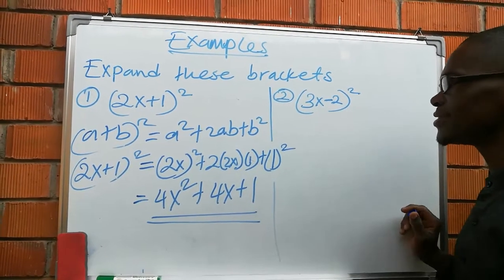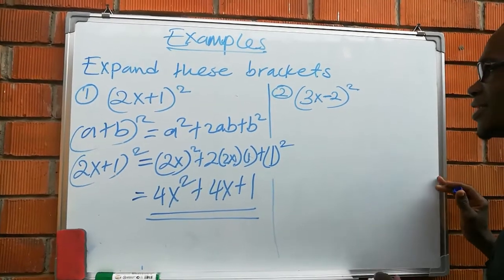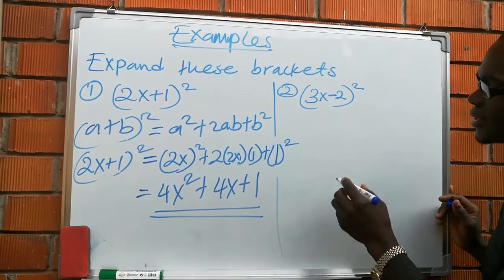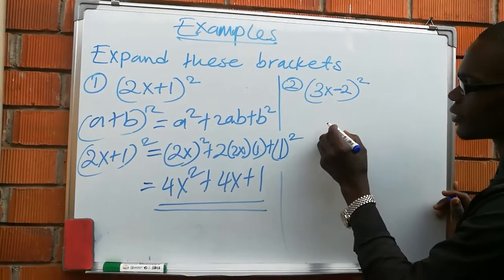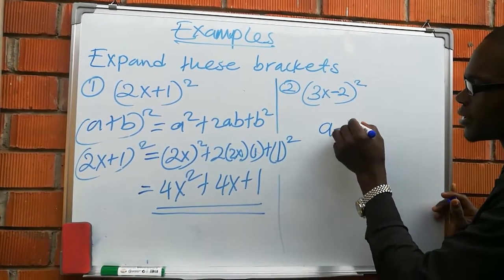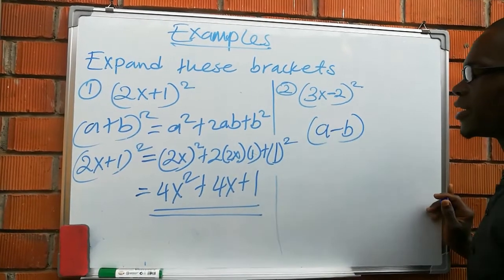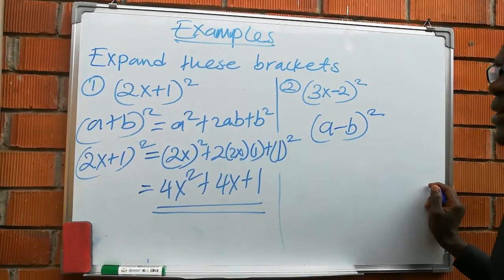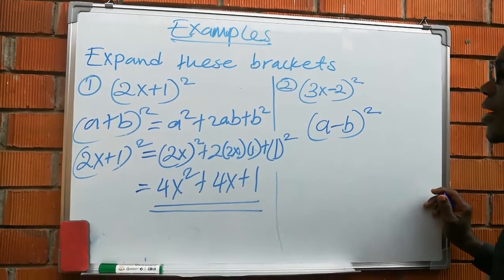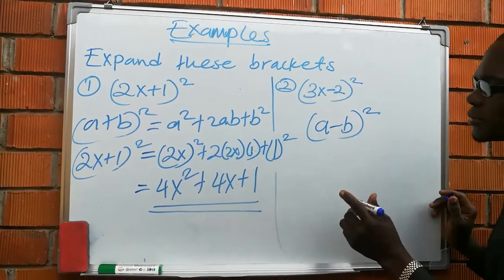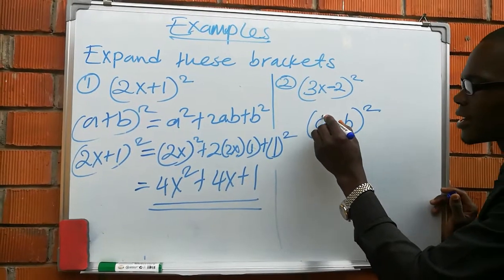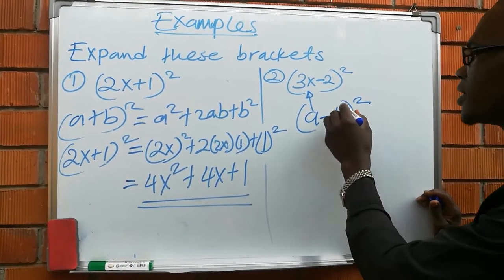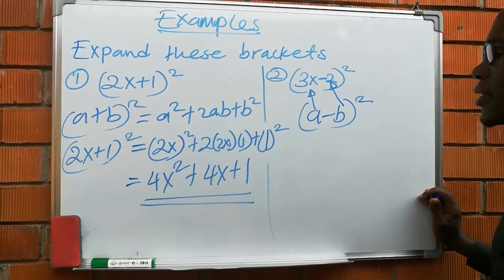If you look at the second example, which says 3x minus 2 squared, we shall use the knowledge of a minus b squared, since they are all minus. And now when we compare the two, our a is represented with 3x and then b is represented with 2.